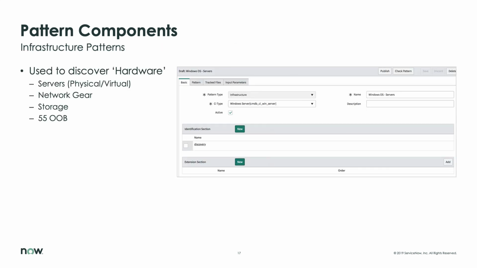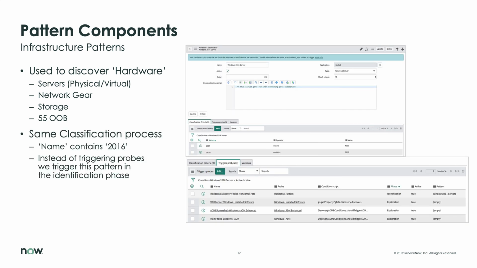So let's talk about infrastructure. That's what you do for your hardware. If you're building a new pattern and it is for hardware, you need to use an infrastructure pattern because it does different processing on the instance side. If you mistakenly make it an application type pattern, start over and you'll be in good shape.